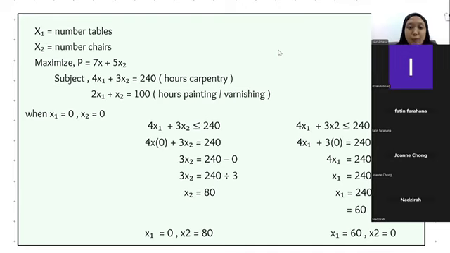And next, we have to find the intercepts to do the graph. So for 4x1 plus 3x2 equal to 240, when x1 is 0, then x2 is 80. And when x2 is 0, then x1 is 60. I will be passing the slide next to my member.